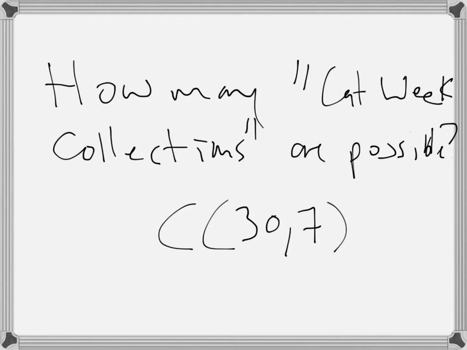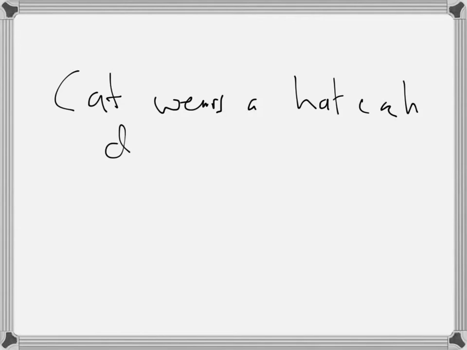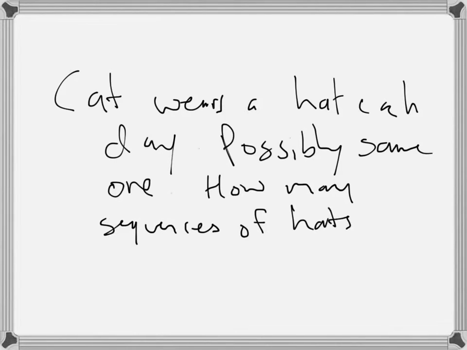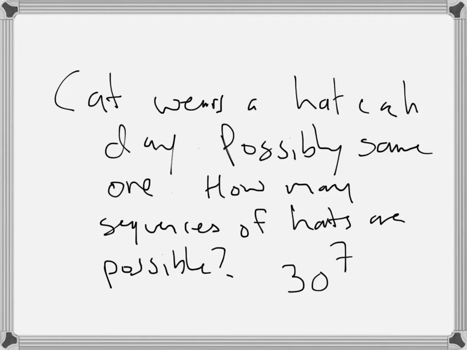And that would be basically if you just wanted a list of what did he wear that week, but you don't know which day. Now, what if he was going to consider the possibility of wearing the same hat more than once? If he thought, well, I'm going to wear a hat each day, and it's possibly the same one. Then we'll go back to sequences. How many sequences of hats are possible? And that, well, he's at 30 choices each day, so that would actually be 30 to the 7th. Okay? So that's the difference there.